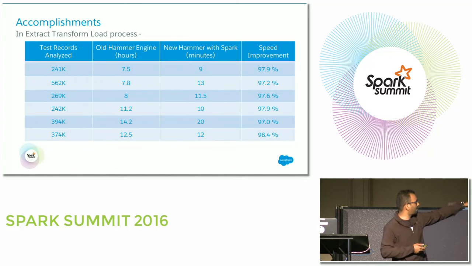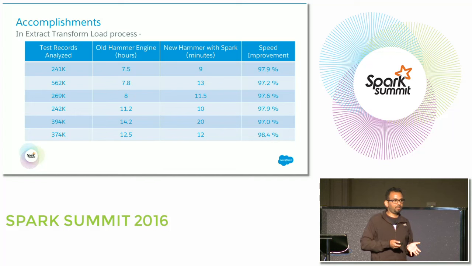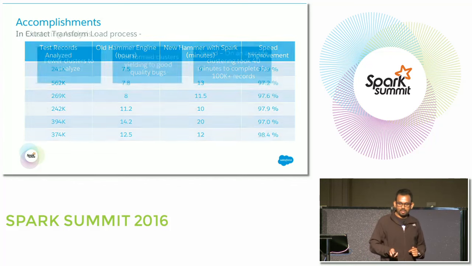You can see from close to 8 hours, we brought it down to 13 minutes, and that's a speed improvement of about 97%. This is super critical for us because we want to get the entire Hammer analysis done in less than 3 weeks. That's where Spark really helped us with improving the speed. We saw that across pretty much all bunches of test results. Spark was a clear winner in every single scenario.